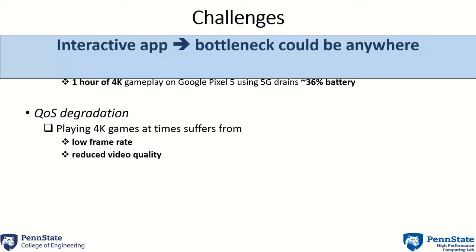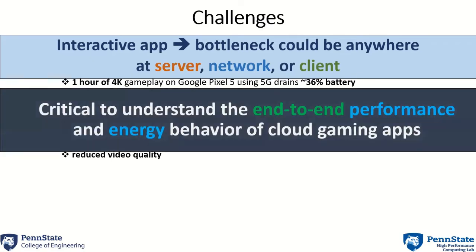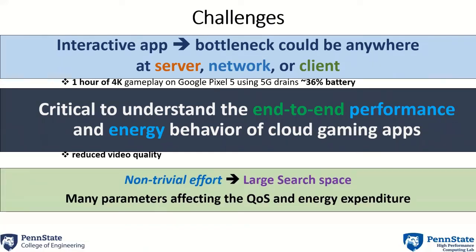Since these apps are interactive in nature, the bottleneck could be anywhere. It could be at the server, the network, or the client. Therefore, it is critical to understand the end-to-end performance and energy behavior of cloud gaming apps. However, carrying out such a characterization study is a non-trivial task, as it involves parameter sweeps across a large space such as graphics fidelity, encoding quality, frame resolution, network type, or game genre.